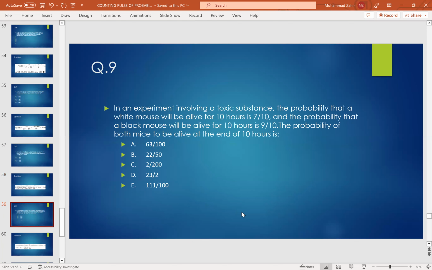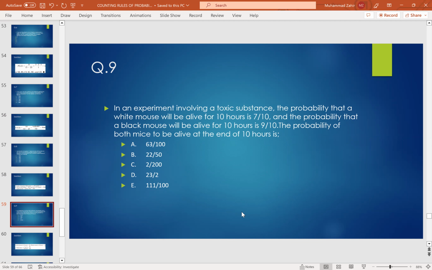In an experiment involving a toxic substance, the probability that a white mouse will be alive for 10 hours is 7 by 10, and the probability that a black mouse will be alive for 10 out of 10 hours is 9 out of 10. The probability of both mice to be alive at the end of 10 hours is.